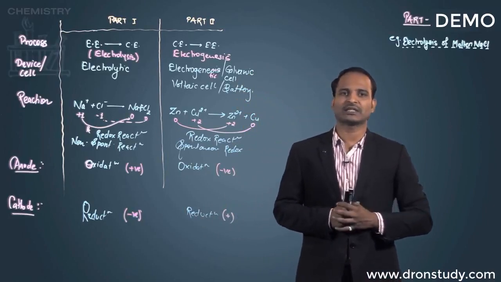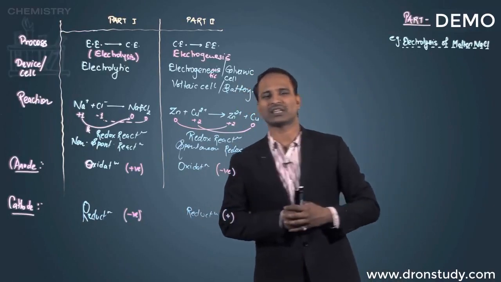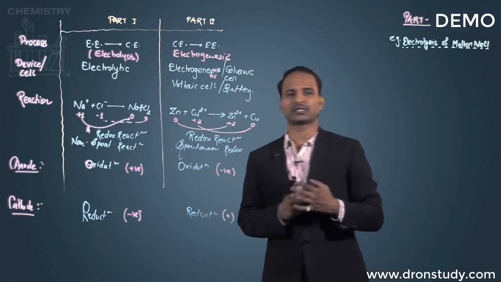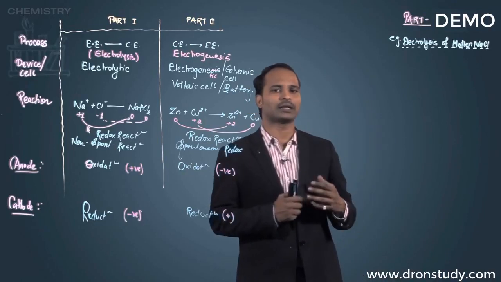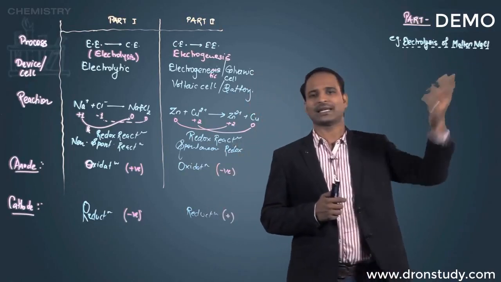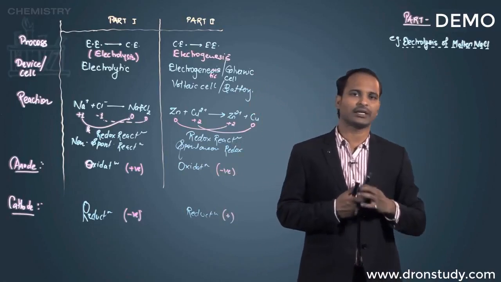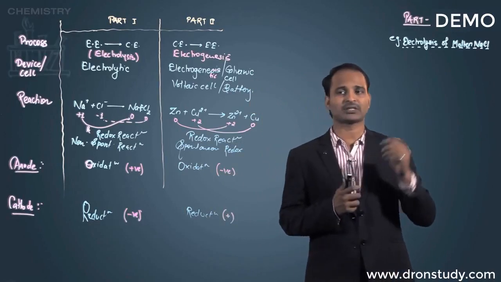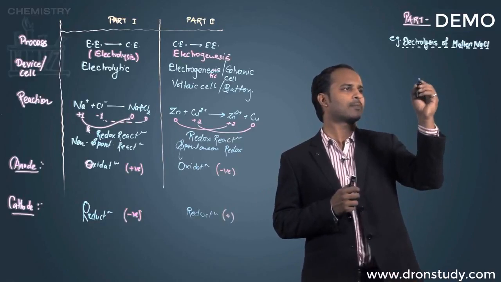So what things are needed? Simply, I will say the required things are the anode and cathode, that is, the two electrodes, and an electrolyte is required, that is molten NaCl. So now let's see what happens when the electrolysis is carried out.